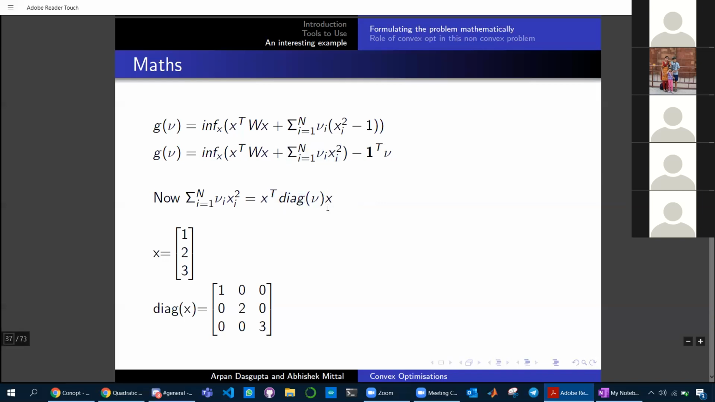Now, what diag of nu means is, if you have a vector, for example, let's say 1, 2, 3, then you can represent this diagonal matrix as 1, 0, 0, 0, 2, 0, and 0, 0, 3, which is nothing but all the diagonal entries becoming the values of the vector, and the remaining entries will be 0.